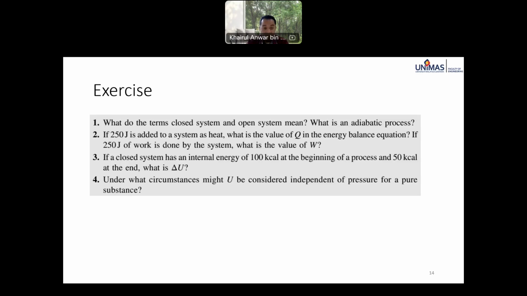Exercise. What do the terms closed system and open system mean? What is an isothermal process? Exercise given. You do this exercise.